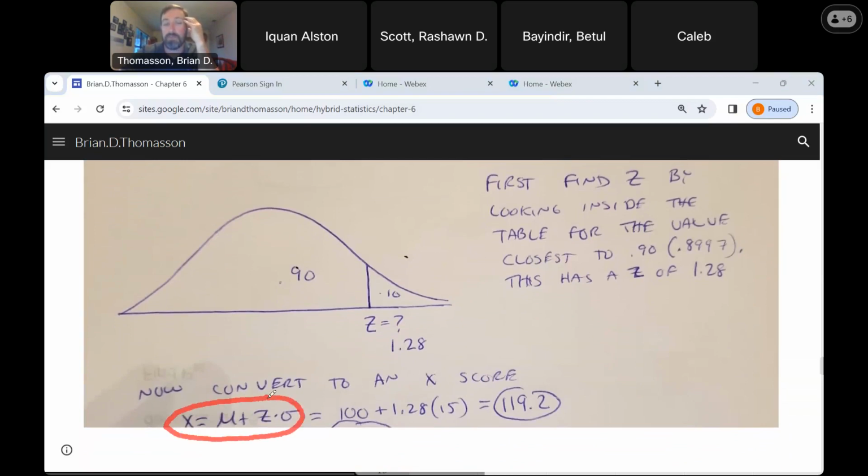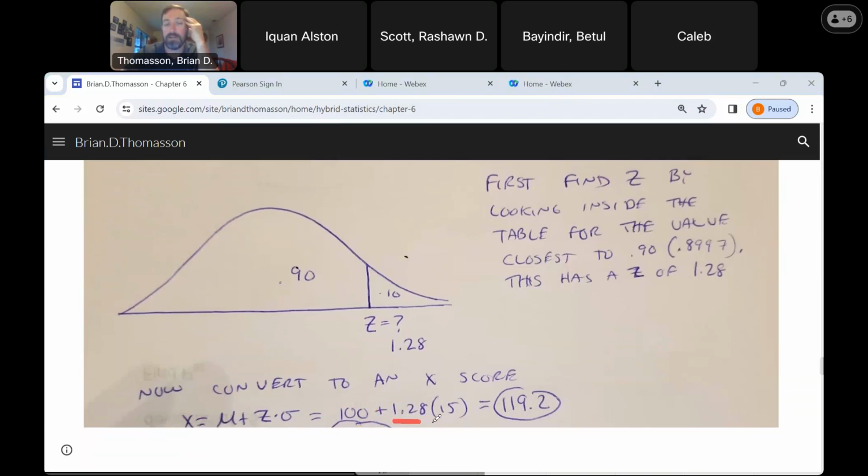Okay, this goes back to an X score, which is in this case an IQ score. So what we have is, I'm going to underline these in sequence. We have 1.28 standard deviations above the mean. Okay, so let me do that again. What that formula is doing is converting it to an X score.